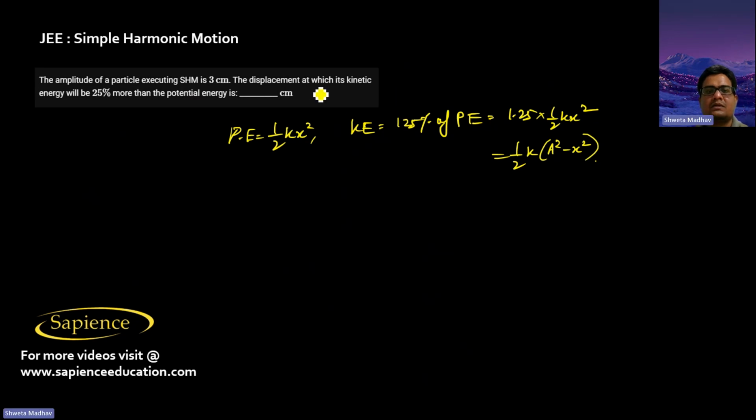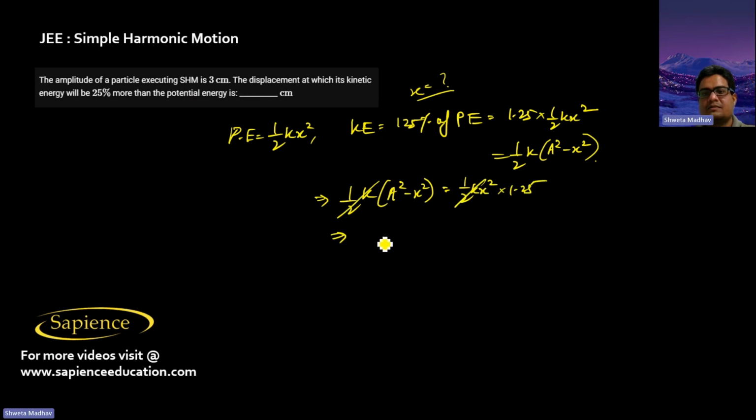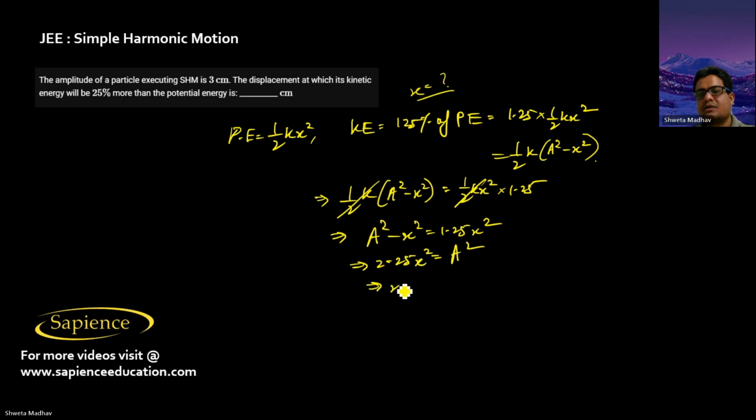Then you have to find the displacement x at which this will happen. So I can say half k into a square minus x square is equal to half k x square into 1.25. So half k will get cancelled. A square minus x square is equal to 1.25 x square. Therefore, 2.25 x square is equal to a square. Therefore, x square will be equal to a square by 2.25. Therefore, x will be equal to a by 1.5.